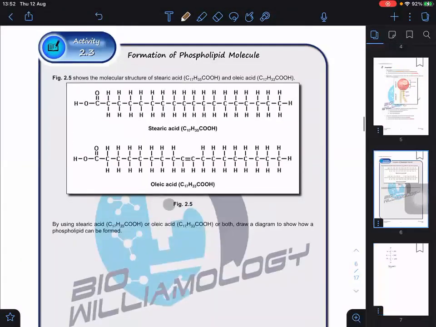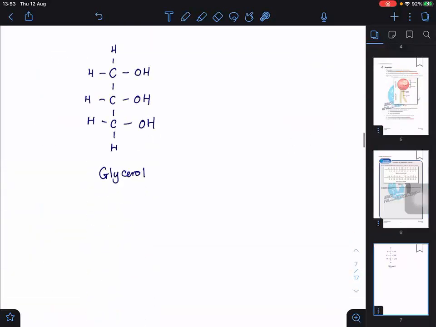In this case, depending on what you like to choose, you can choose stearic acid, which is C17H35COOH, or you can use oleic acid, C17H33COOH. I use stearic acid for the first one: C double bond O, OH, and then C17H35. So this is the stearic acid. I can use a different one for the other: this one may be C17H33, oleic acid.